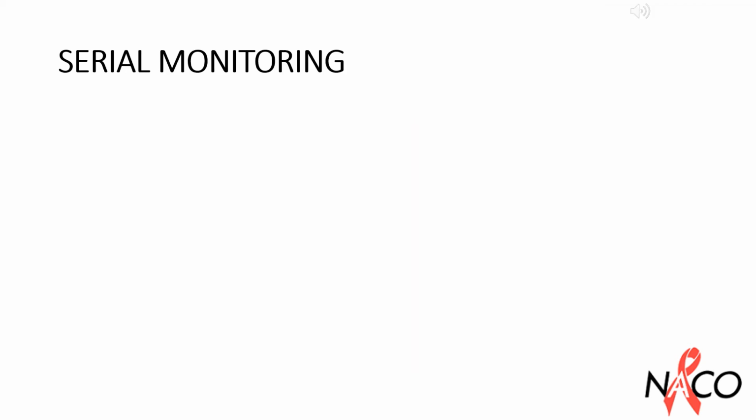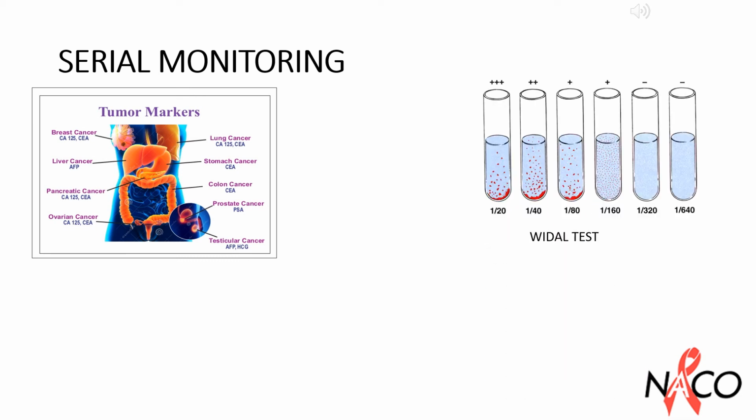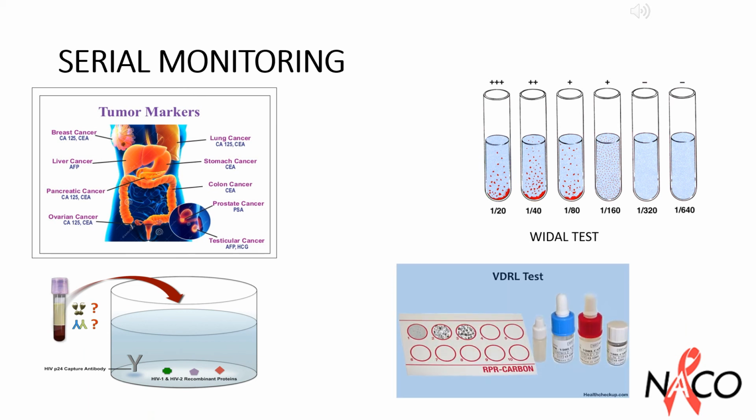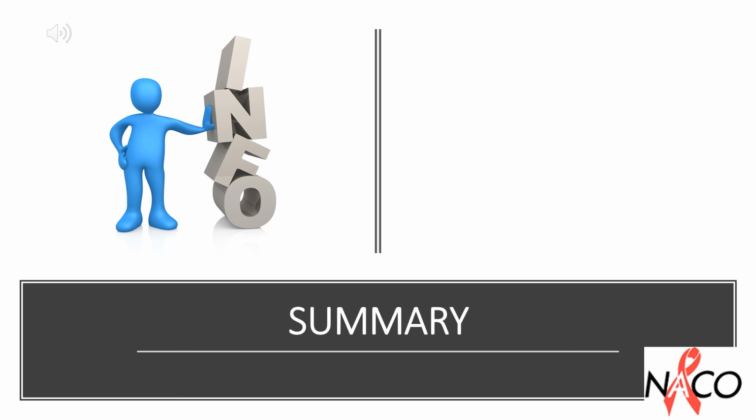Serial monitoring or monitoring a patient over time for specific conditions is done for various tests. For example, different tumor markers, antibody titers for follow-up of patient after treatment, for example, Vidal test, HIV and VDRL. Thus, giving out clear instructions to the patient regarding collection of specimen ensures good quality testing and thus right result.